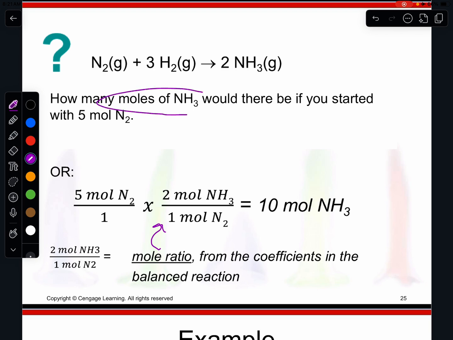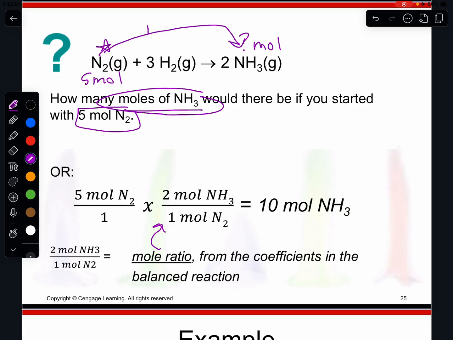So here we go, we have an example. How many moles of NH3, so you're looking for this in moles, and this is how I like to organize my data. It helps me figure out where I'm going and what I'm leaving. So I'm figuring out moles of NH3, and I'm starting with 5 moles of N2. The good thing about writing it this way is if you see that you start here and end somewhere else, you know you're going to need a mole ratio to get there.